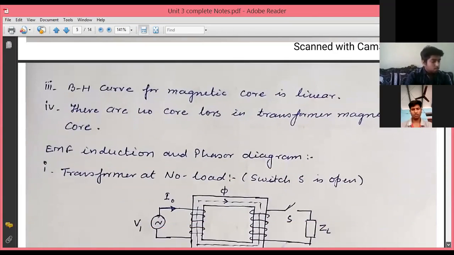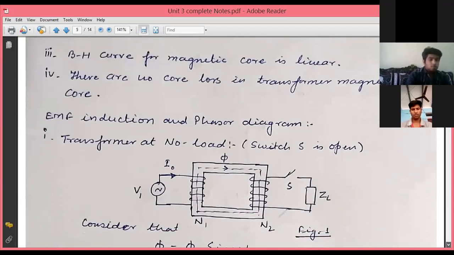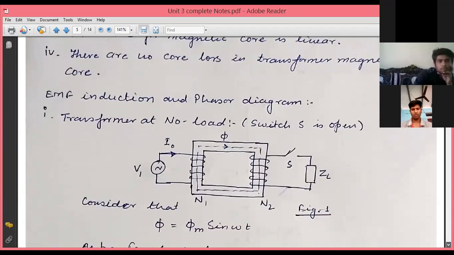The first topic which we will see here is the EMF induction and the phasor diagram. This will be dealt with in two parts. The first portion is the transformer at no load.